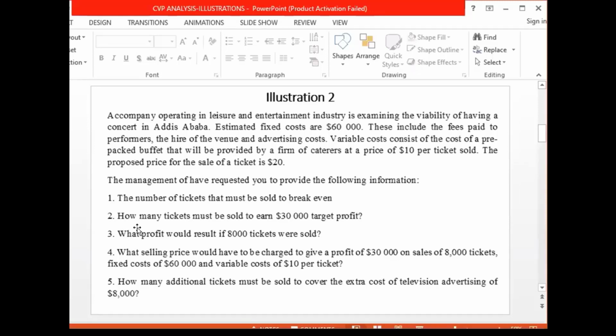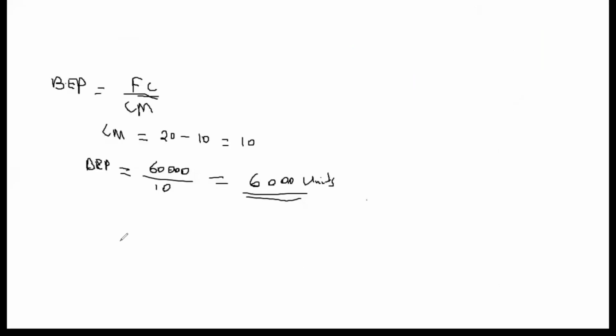Then how many tickets must be sold to earn a $30,000 target profit? All right, $30,000 target profit. You are free to ask any question as we continue. If you have any problem following somewhere, please raise it so that we don't leave anybody behind.